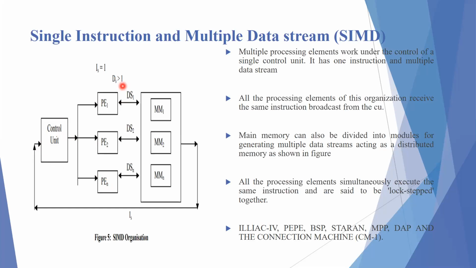So DS is greater than 1 now. So this will have its own data stream, this will have its own data stream, this will have its own data stream, right? And then they will operate on multiple data streams with the same instruction. So single instruction running on multiple data streams in parallel. I hope that's clear.